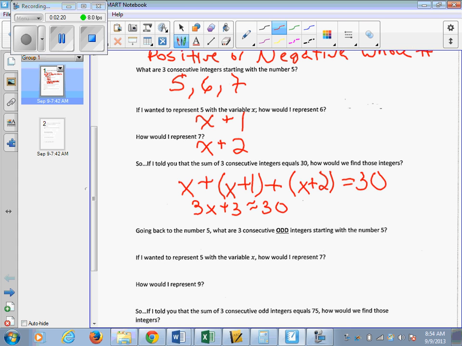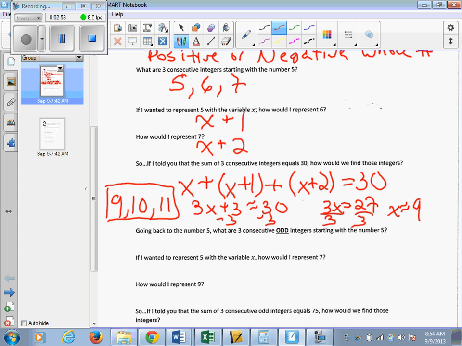How can we get x by itself? First we subtract 3, and we get 3x equals 27. Last, we divide by 3, and we get x equals 9. So if x equals 9, that means our first consecutive integer is 9. So our three consecutive integers would be 9, 10, and then 11.